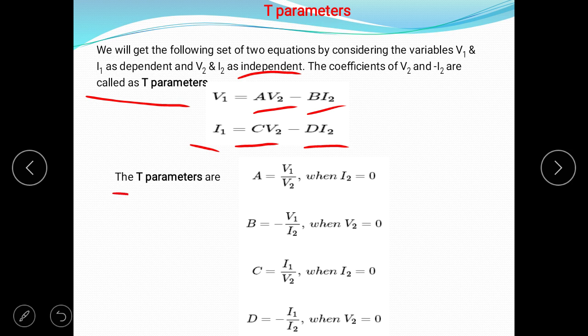So the value of transmission parameters is obtained in such a manner. A is equal to V1 upon V2 when I2 is equal to 0, and B is equal to minus V1 upon I2 when V2 is equal to 0, and C is equal to I1 upon V2 when I2 is equal to 0, and D is minus I1 upon I2 when V2 is equal to 0.